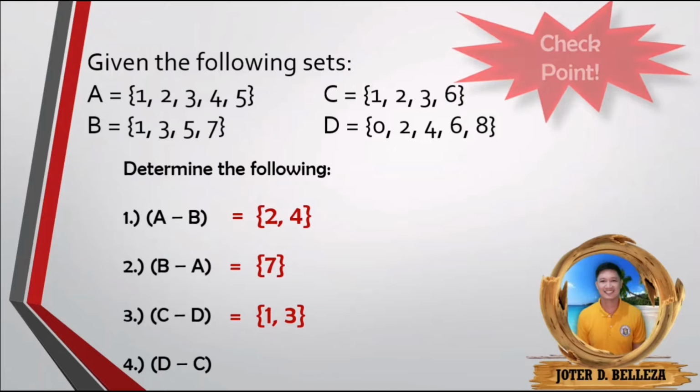Okay, so let's now answer item number 4, and that's D minus C. Okay, so the common elements between C and D are 2 and 6. So if we are going to take away 2 and 6 from D, that means that the remaining elements are, okay, correct, 0, 4, and 8.